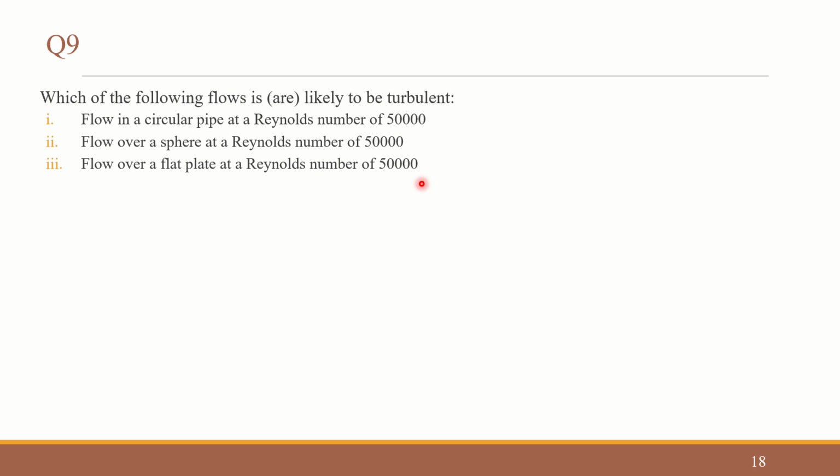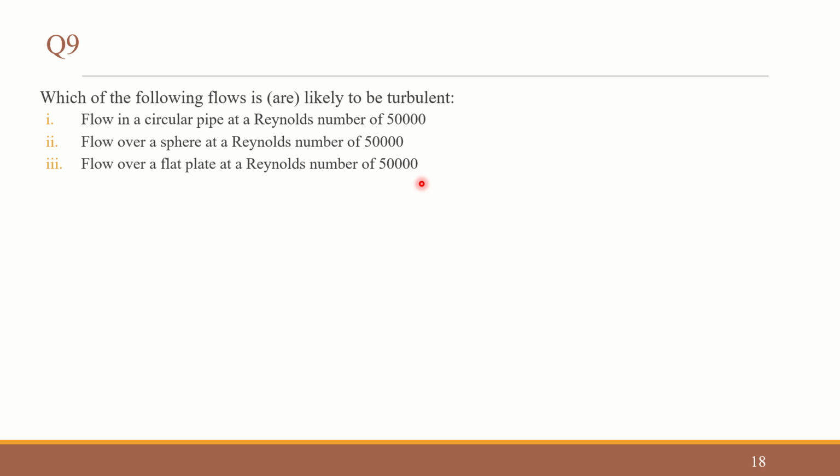Okay, we'll start again. So, as I mentioned, it is about flow. Reynolds numbers are given, and we are asked to identify which of them are likely to be turbulent. First one is flow in a circular pipe at a Reynolds number of 50,000. Second one is flow over a sphere at a Reynolds number of 50,000. Third one, flow over a flat plate at a Reynolds number of 50,000.